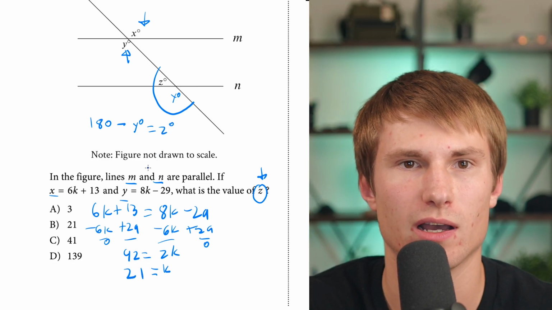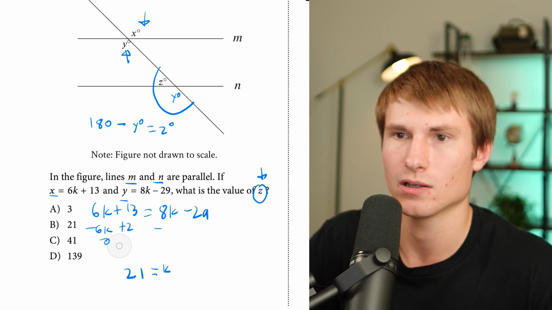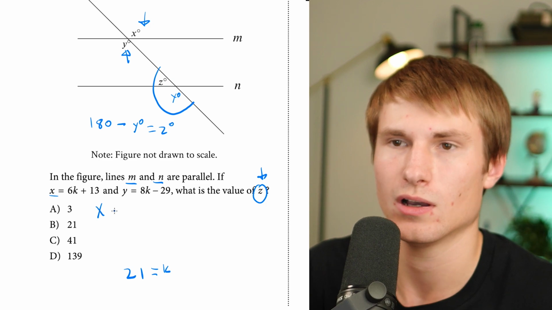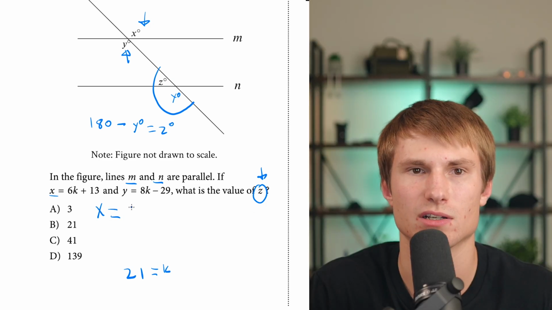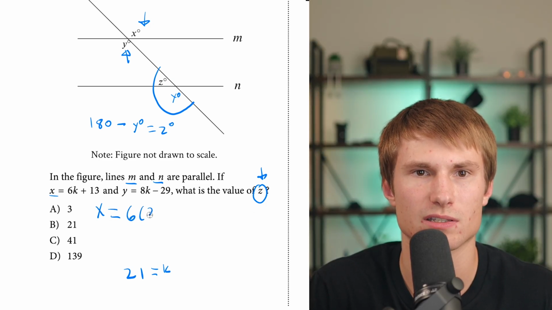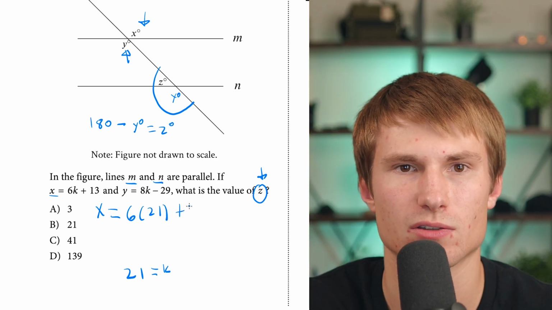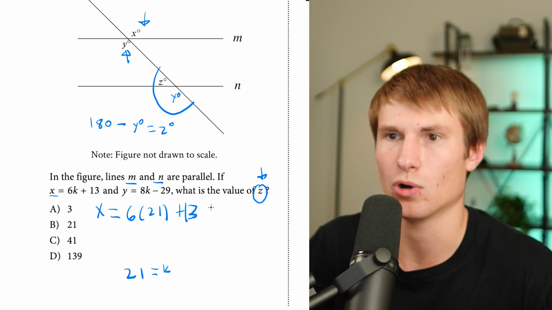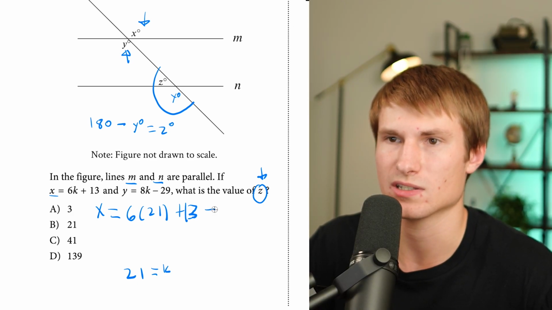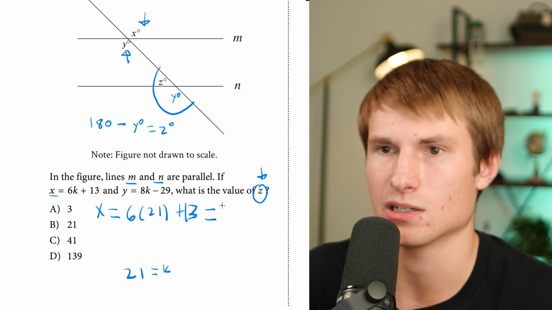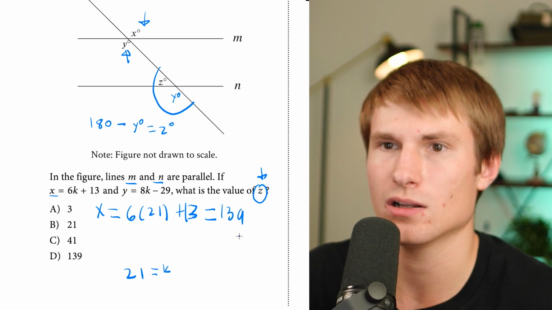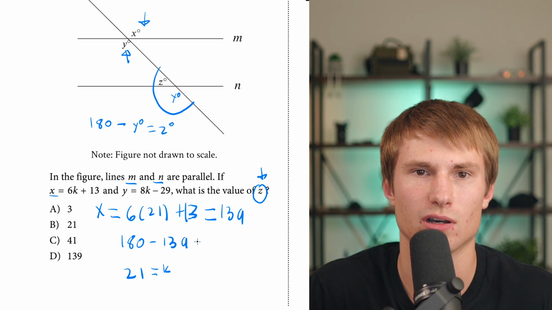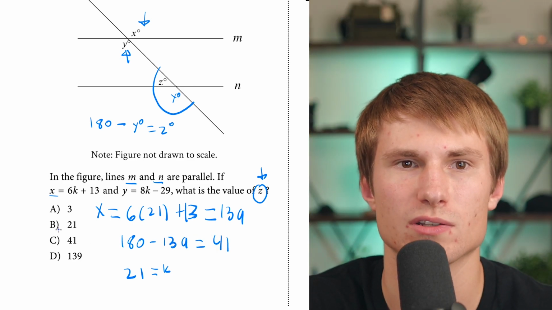From there, we can go ahead and solve for the value of Y. All right, so we have K is equal to 21. We'll solve for X just because it looks like it's a bit easier. So the value of X is going to equal 6 times 21 plus 13. 6 times 21 is going to give us 126. 126 plus 13 is going to give us 139. Then we have to do 180 minus 139 to get the value of Z, and that's going to leave us with 41. So our answer there is C.